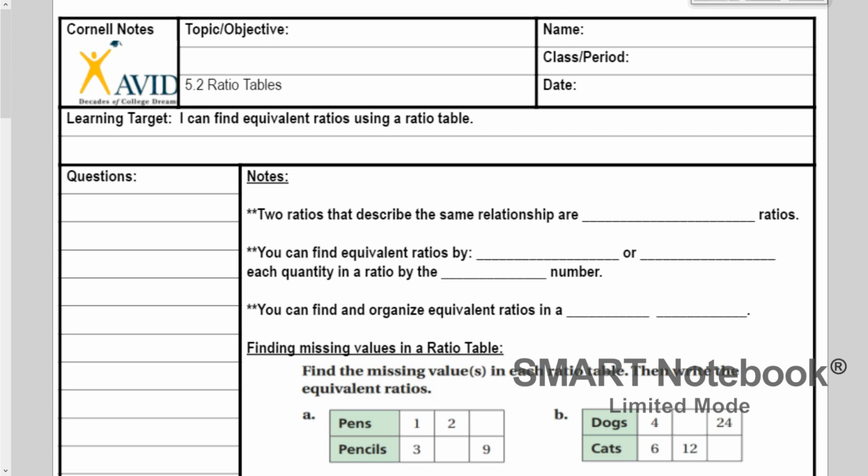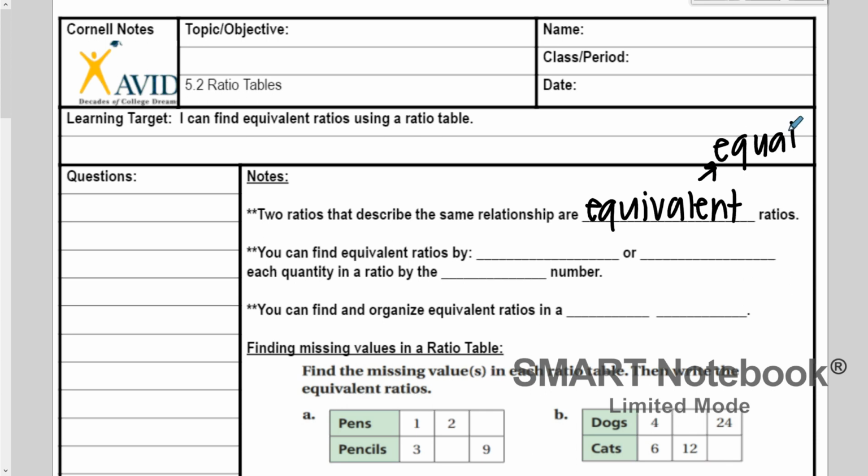Today we're going to learn how to use ratio tables to find equivalent ratios. So equivalent ratios are two ratios that describe the same relationship. Those are called equivalent ratios. And equivalent is just a really fancy word for saying equal.